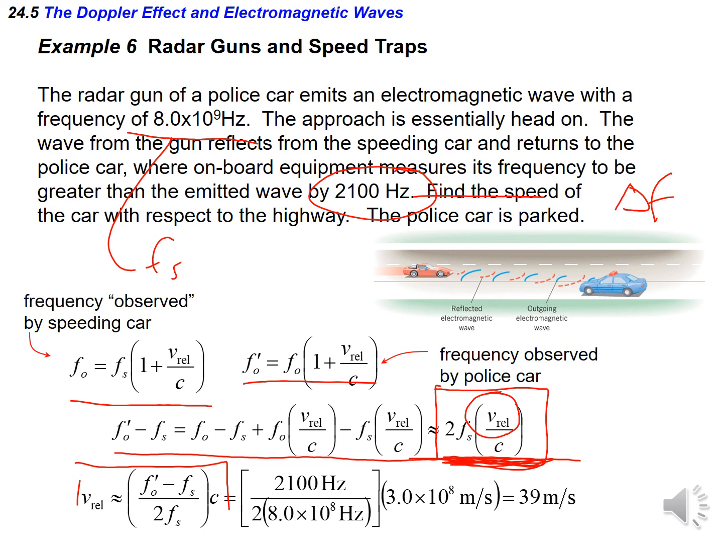The f0 prime minus fs is the difference in the frequency, and the difference in frequency is already given, so that's equal to 2100 Hz. So we have 2100 Hz divided by 2 multiplied by the frequency of the source of the electromagnetic waves, which is given, 8 times 10 to the 9 Hz, multiplied by the value of c, which is constant, 3 times 10 to the 8 meter per second. So the answer here is 39 meter per second.